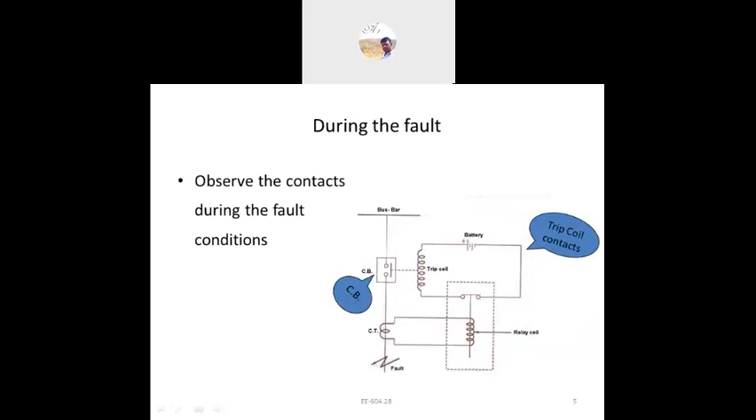So this is during the fault condition. How will it run? It will be the trip circuit. The contacts we can see will be open under working conditions. Under normal working condition, this will be closed and this will be open. That is the normal operating condition of the relay coil and CB.